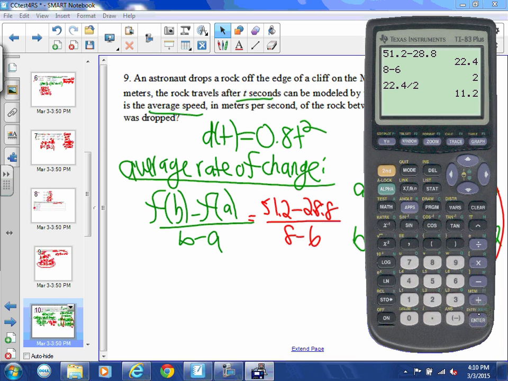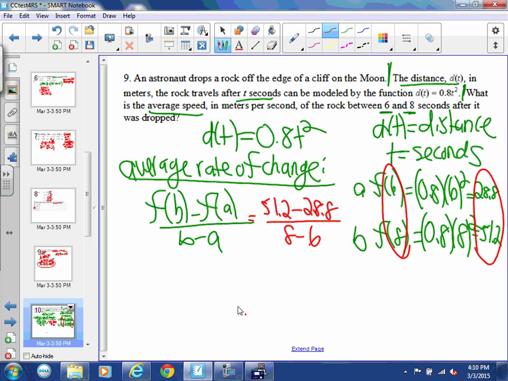Either way, you're going to get 11.2. So, the average speed we got 11.2 meters per second. Boom.